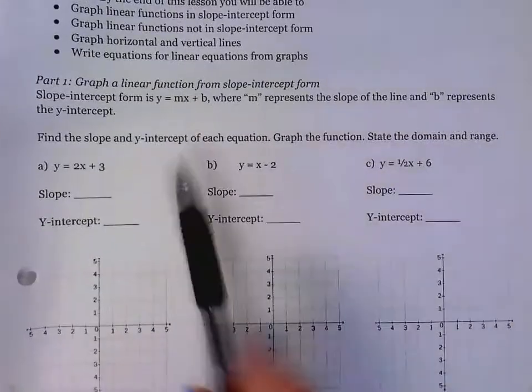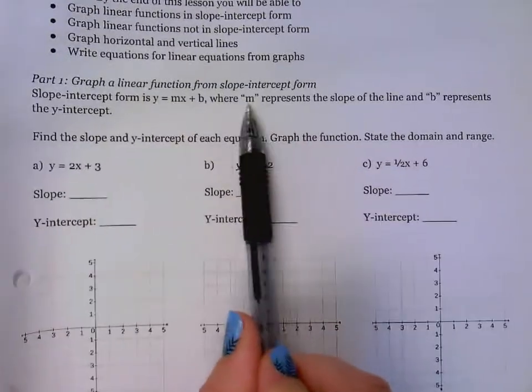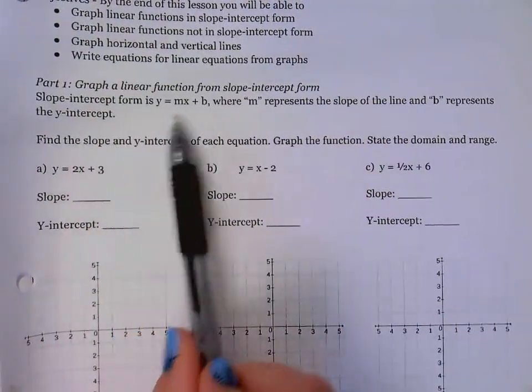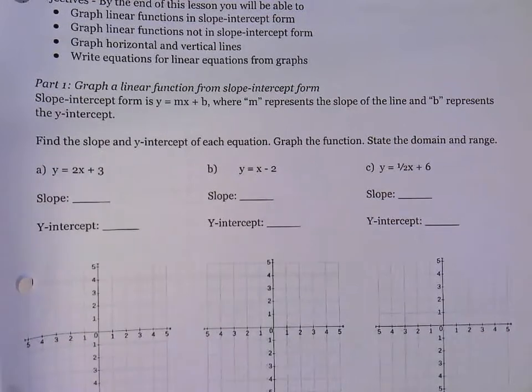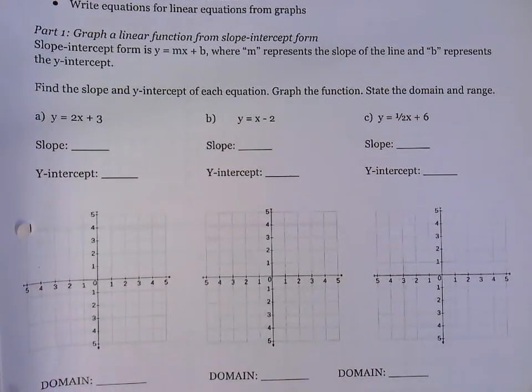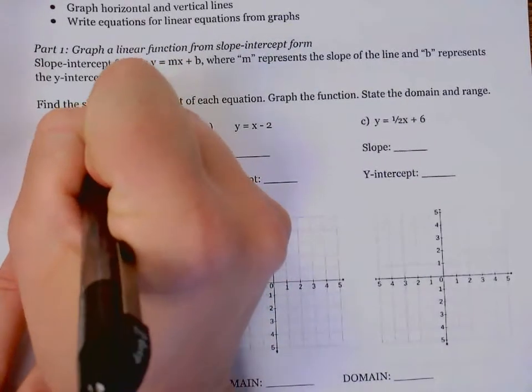So remember that m is the slope and b is the y-intercept. That's all you have to remember to plot these lines. All right, so let's just practice first identifying the slope and identifying the y-intercept for each of these. Let's write our slope as a fraction. So if I was going to write part A as a fraction, I could write 2 over 1.